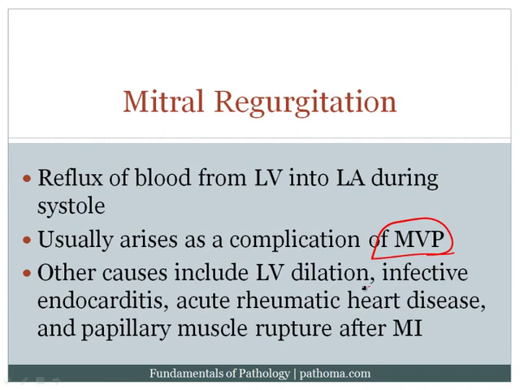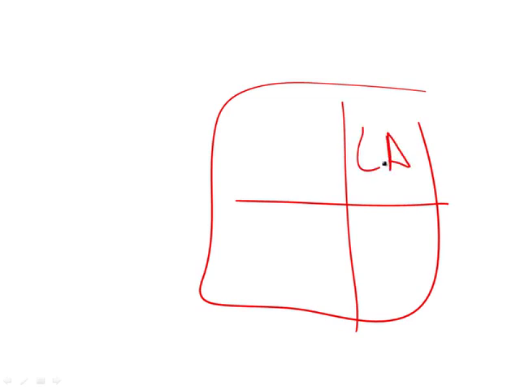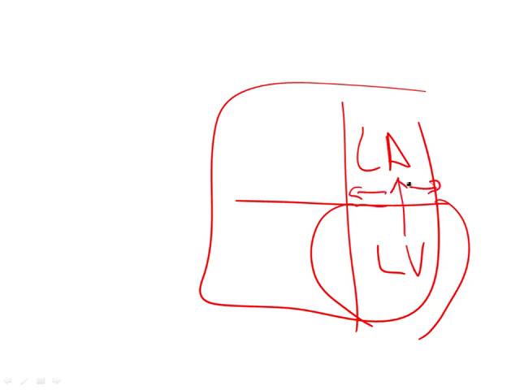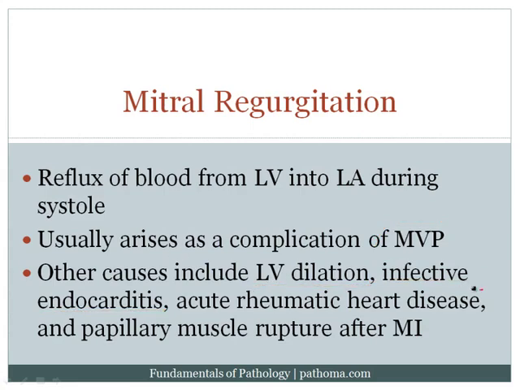Other causes would include left ventricular dilatation. Again, if this is the standard picture that we keep drawing, and this is the left atrium and left ventricle, if you get dilation of the left ventricle, you're actually going to pull apart the leaflets of this valve, making this valve leaky. Other causes listed here include infective endocarditis, which can damage the valve leaflets, acute rheumatic heart disease. Remember that in acute rheumatic heart disease, the most commonly involved valve is the mitral valve, and the most common complication is where you get those little vegetations on the valve, resulting in mitral valve regurgitation. And finally, papillary muscle rupture after a myocardial infarction can also give you mitral valve regurgitation.